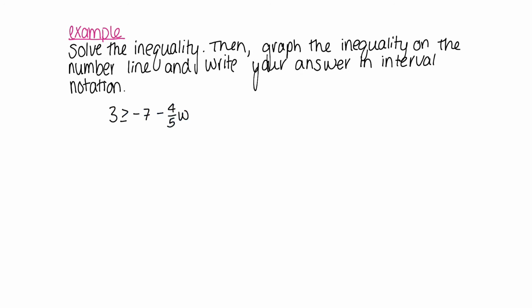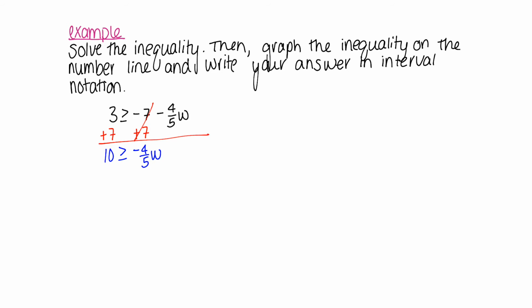Let's do one more for good measure. So 3 is greater than or equal to negative 7 minus 4/5 w. So I want to get this negative 4/5 w by itself, which means I want to take care of this negative 7 to begin with. To get rid of a negative 7, we're adding 7 to both sides. Those will cancel. 3 plus 7 is 10. Greater than or equal to, the negative 4/5 w will come down.